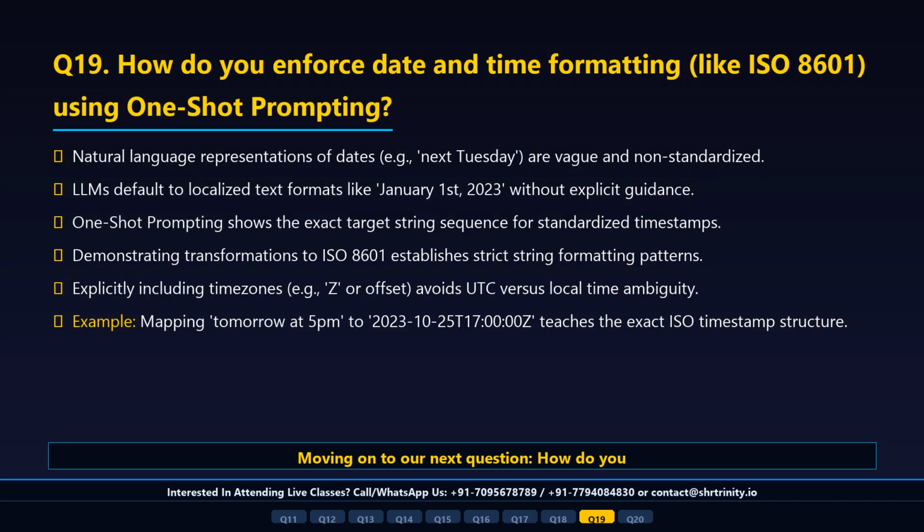Moving on to our next question, how do you enforce date and time formatting, like ISO 8601, using one-shot prompting? Today we are tackling date and time standardization. Date-time parsing is notoriously brittle in software engineering. When extracting dates from unstructured text, language models natively prefer human-readable phrases like October 25, 2023 or tomorrow afternoon. However, databases and scheduling APIs strictly require standardized formats, most commonly ISO 8601 strings like YYYYMMDDTHH, MMSSC.